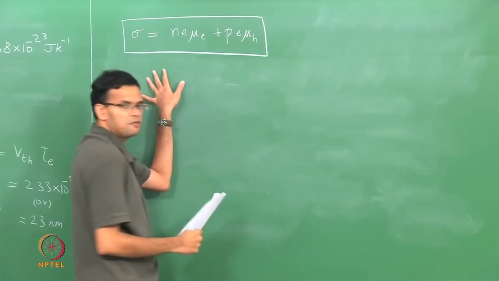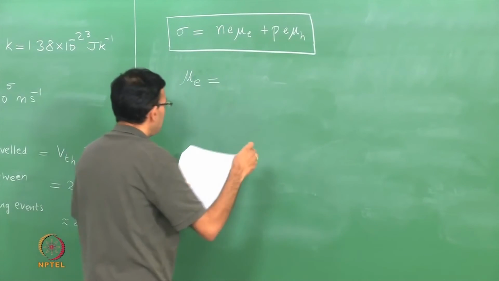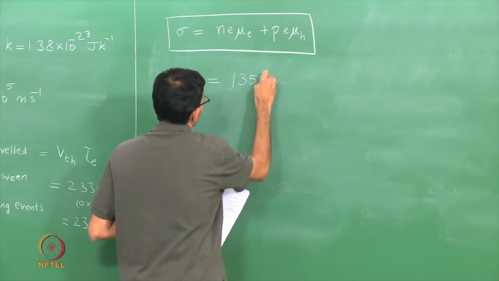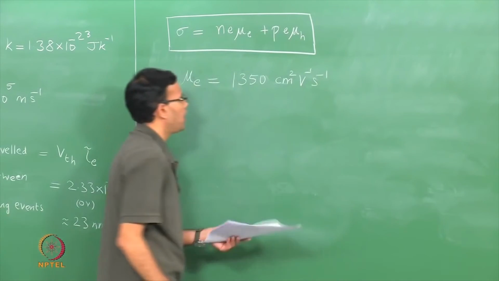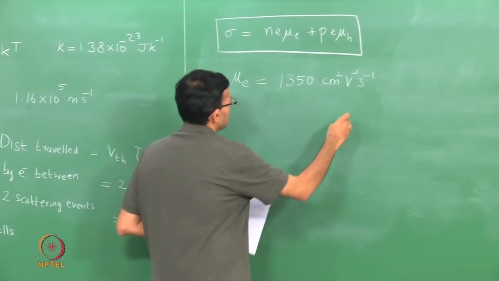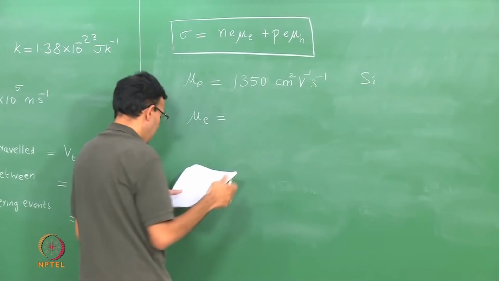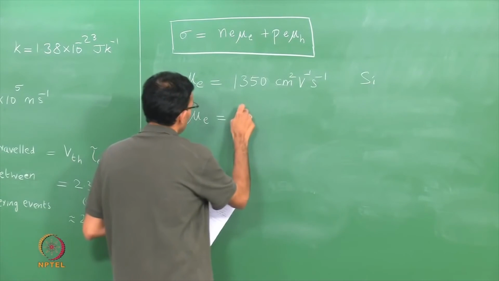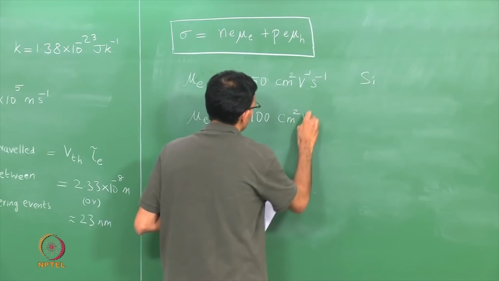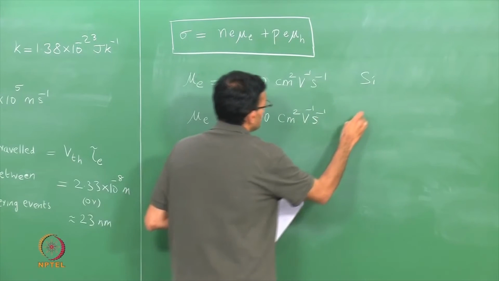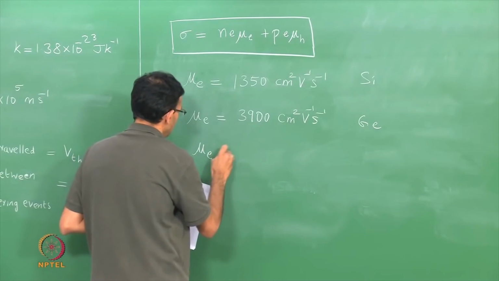I will leave the expression for sigma up here. We saw that the mobility of an electron in silicon was around 1350 centimeter square per volt per second. This is for silicon. Germanium has a slightly higher mobility, mu e is 3900. That is the value for germanium. Gallium arsenide is even higher.